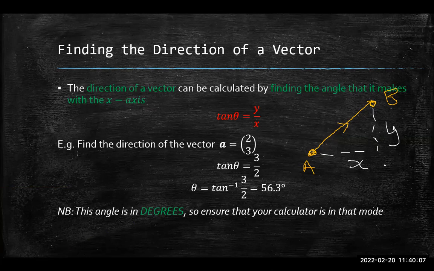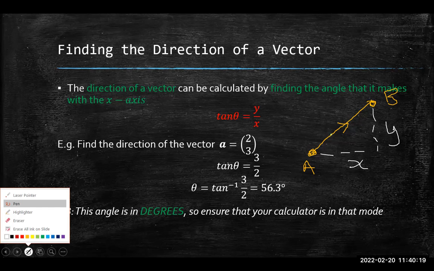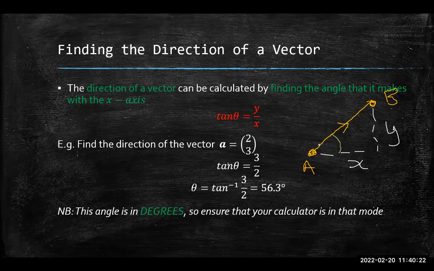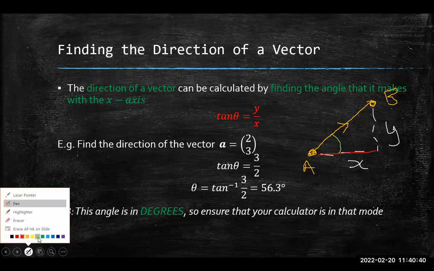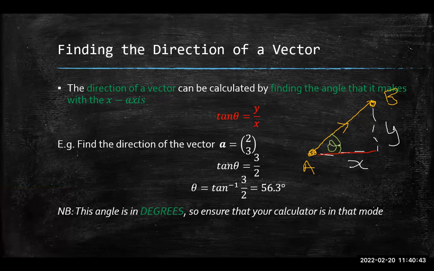I said we want to find the direction of this vector. And how do we do that? When we calculate the direction, it's always the angle that the vector makes with the x-axis. So what angle will that be in this case? It will be this angle right here, the angle between my vector, which is the orange, and my x, this horizontal line here. Let me put it in red. This is the angle made by the vector and this horizontal line, my x-axis. That's the value of the angle that we're trying to find, theta.